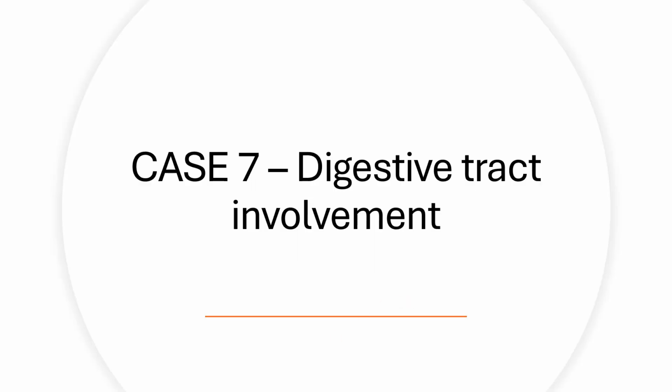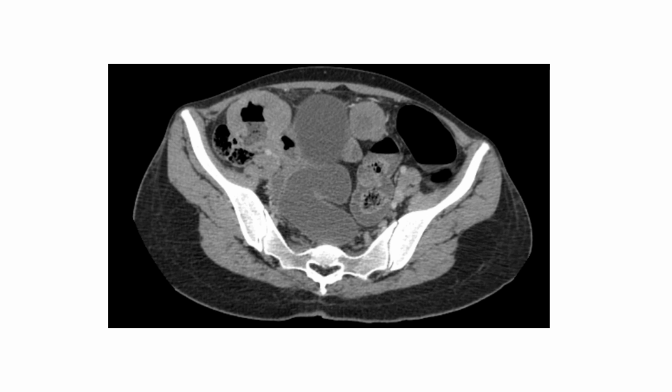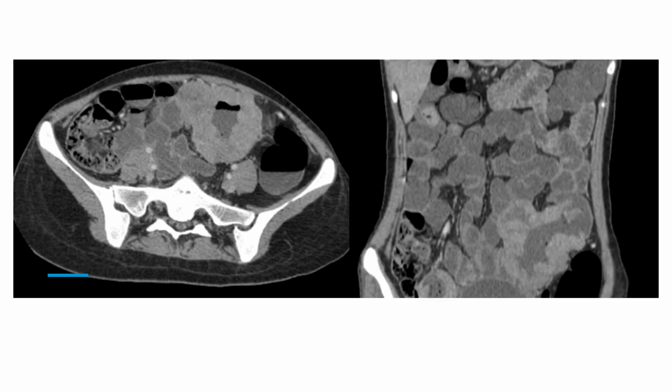The next interesting case was of digestive tract involvement. A 21-year-old female presented with a history of fever, weight loss, and abdominal pain. So CT enterography was advised, and neutral contrast was given per orally and per rectally. On contrast enhanced images, we saw involvement of the distal ileum and the proximal ileum also. There was asymmetrical bowel thickening and some loss of mural stratification, but importantly there was no narrowing in the lumen of the bowel.